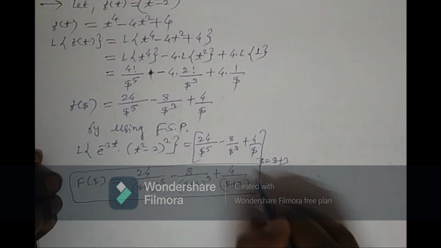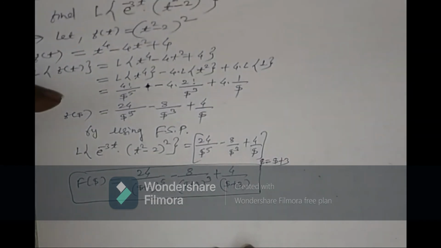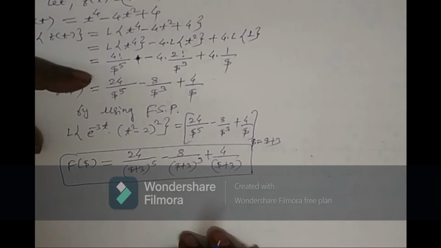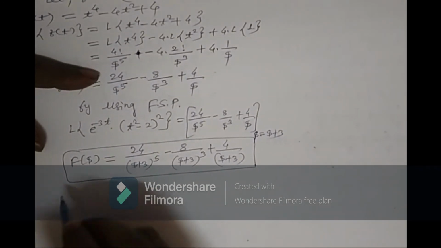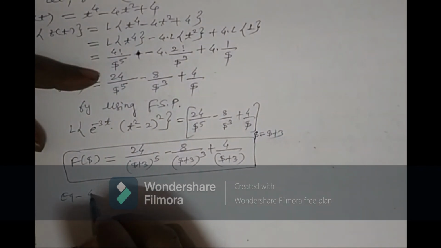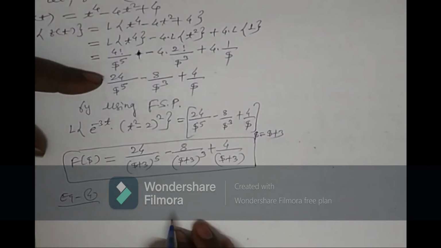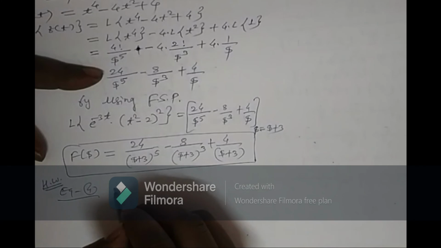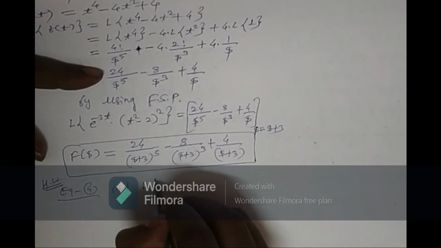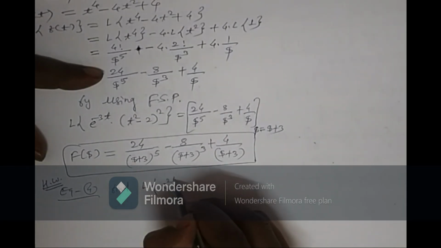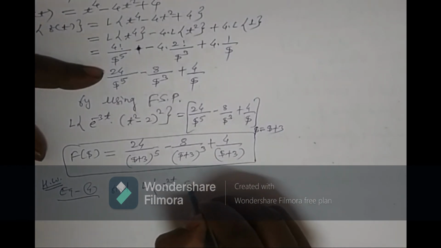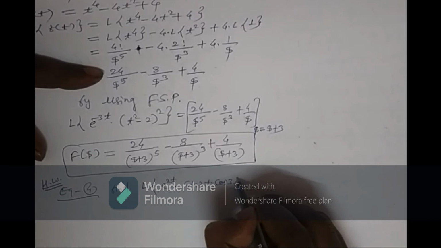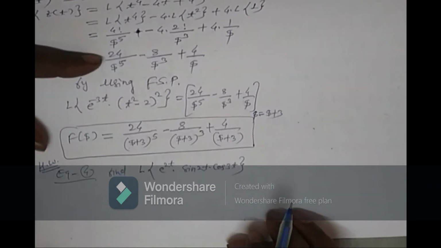I hope you are getting this. This is a very simple example. These are very simple examples. This property is also very simple. So now example number 4, for homework: find Laplace transform of e raised to 2t into sin 2t into cos of 3t. This is for homework.